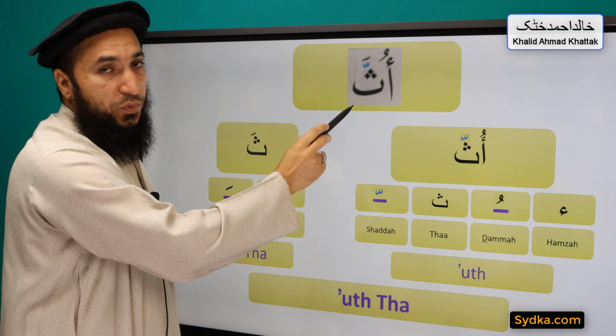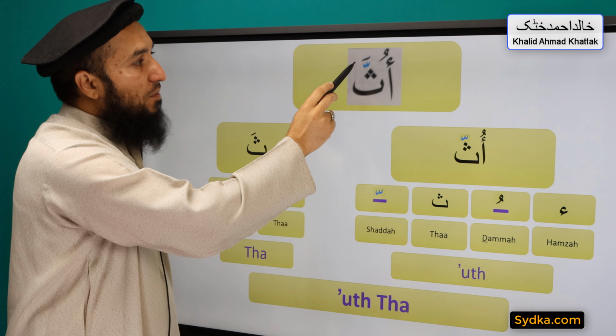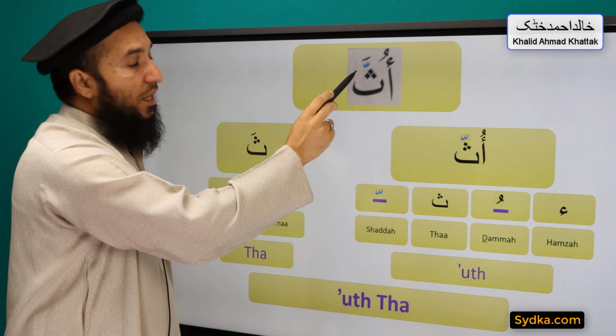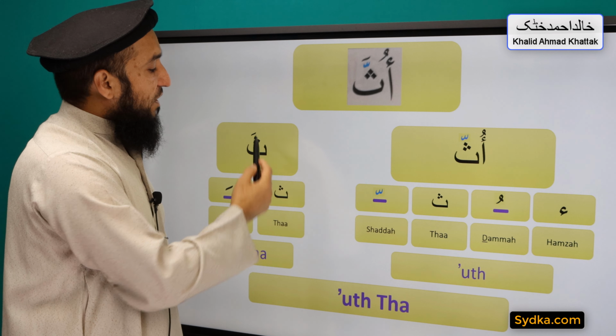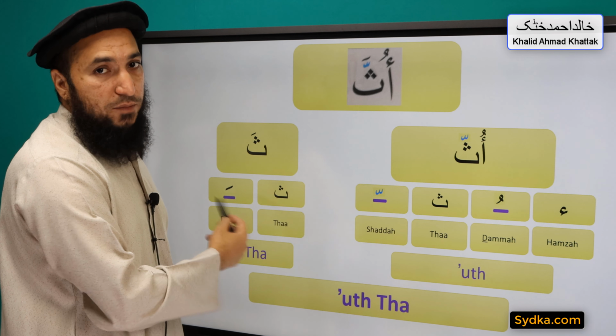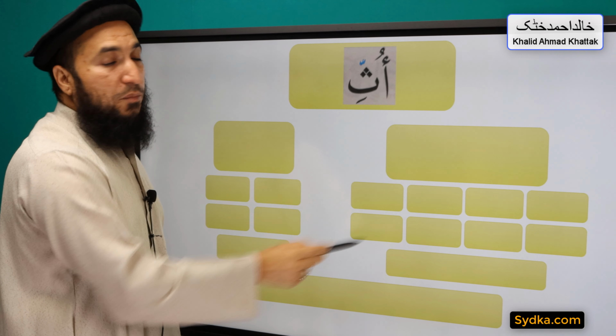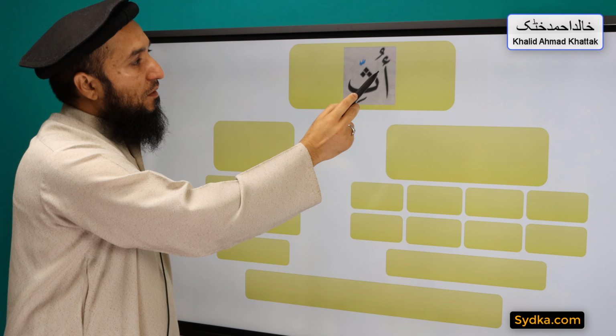The second syllable we have is tha, fatha, tha. Tha is a light letter, it has fatha on top of it, and it is prolonged for one count. Tha, fatha, tha. Combining both syllables together, we have utha, utha, utha.